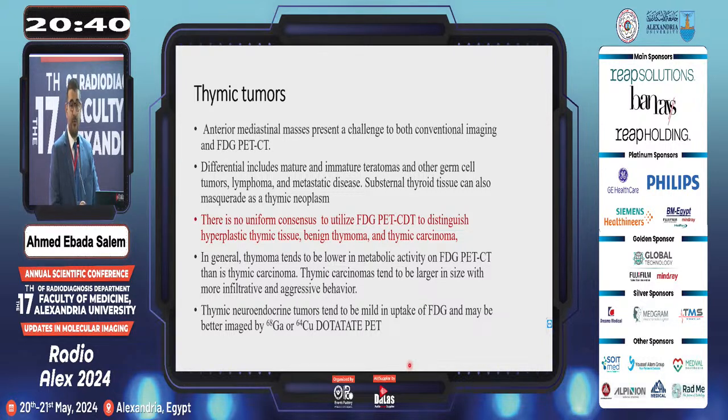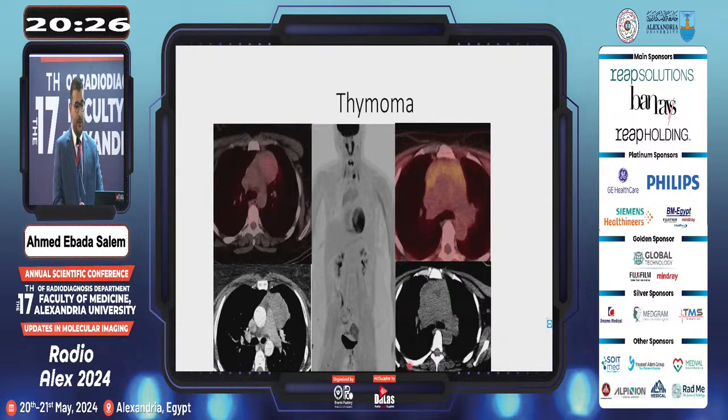Thymic neuroendocrine tumors, as well as small cell lung cancers, as we talked, as well as bronchial carcinoids, can be imaged by dotatate. So if we know the patient has a biopsy-proven, well-differentiated tumor, dotatate can be used for imaging of these disorders. So those are different patients with thymomas.